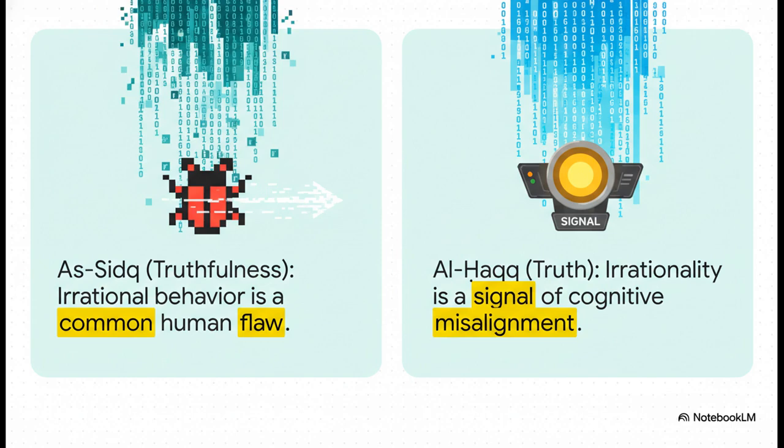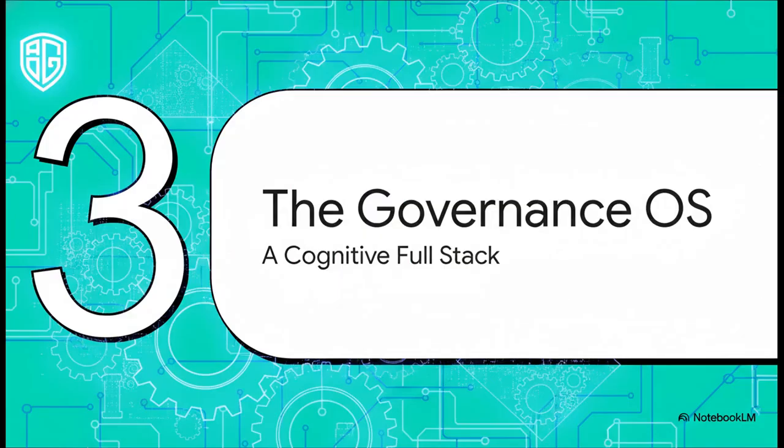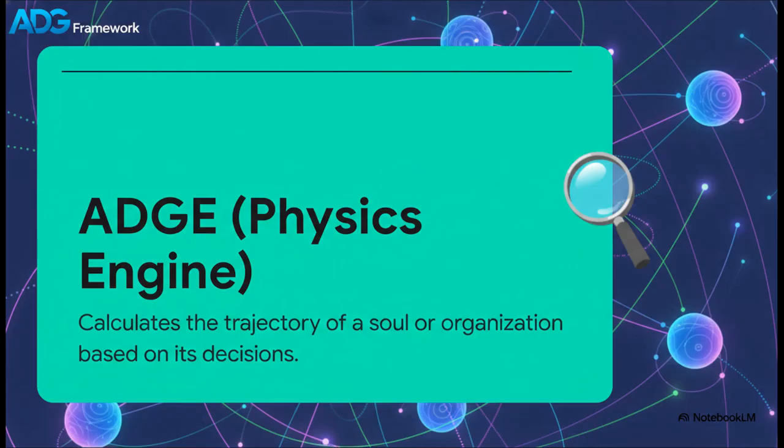Okay, so to do all this pressing and decoding, you need the right tools. And this framework gives you a whole cognitive operating system to work with. I'm talking a full stack. It's got its own physics engine and its own reality render. Let's get into it. First up, at the very core of this OS, you have the physics engine. It's called the AGE.